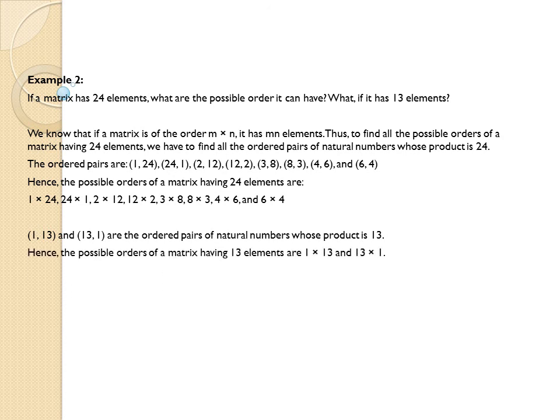Hence the possible orders of a matrix having 13 elements are 1 comma 13 and 13 comma 1. Third example.